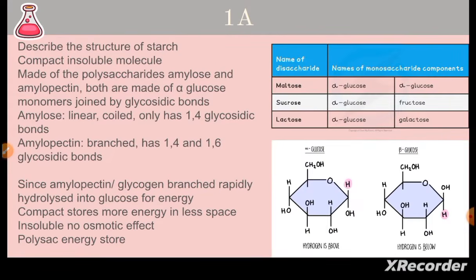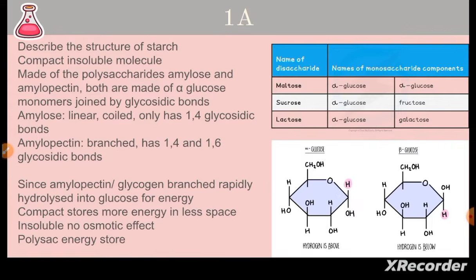Here are some questions for carbohydrates. A very common one is: describe the structure of starch. Starch is a polysaccharide and it's made of two different polysaccharides, amylose and amylopectin. Amylose and amylopectin each have a different structure, but they do have stuff in common. You can be asked to compare between amylose and amylopectin.